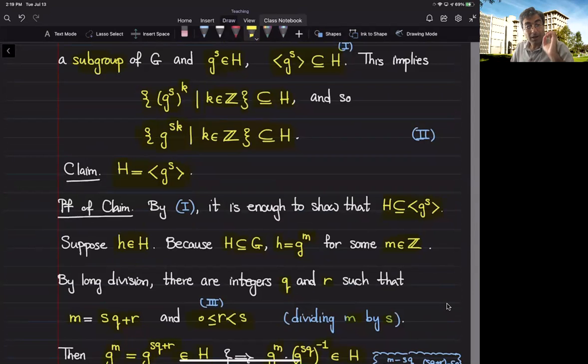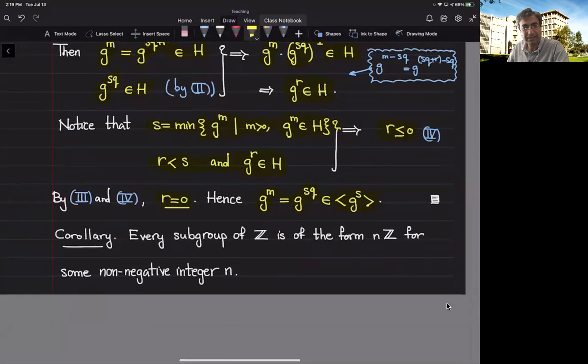Every subgroup of a cyclic group is cyclic. That is what we proved here. This is an important theorem. Please try to remember how we proved it and how you try to use it in the questions that you will be asked later. As an application, we immediately get the following corollary about the group of integers under addition. Every subgroup of the group of integers is of the form nZ for some non-negative integer n. So every subgroup of Z consists of multiples of some non-negative integer n.